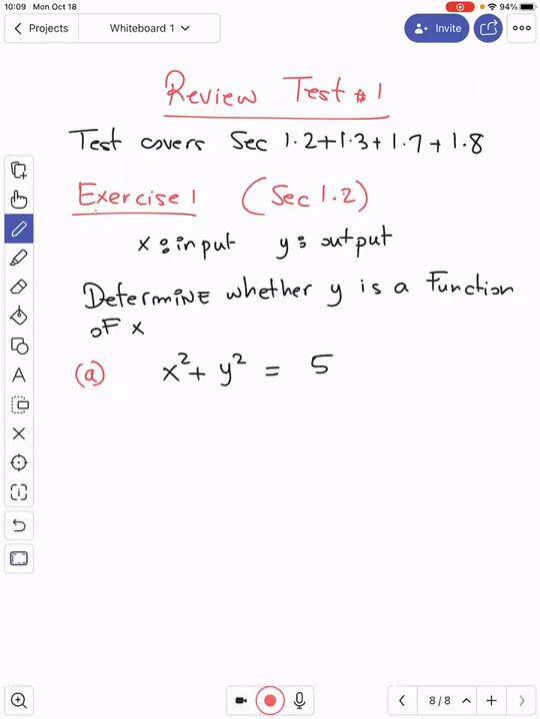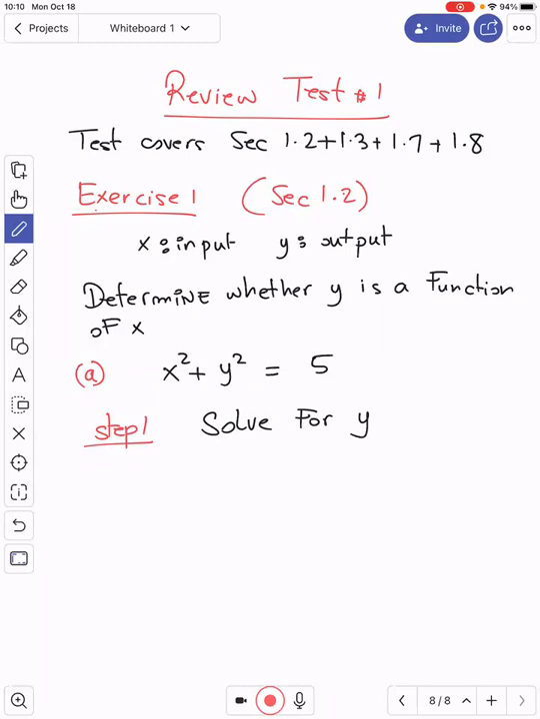So the idea, guys, you want to determine whether y is a function of x. As a first step, you need to solve for y. And then you have to check if, for each x, there's exactly 1 y. So if for each x there's exactly 1 y, then y would be a function of x. All right, so that's the idea. So step 1, you need to solve for y. We need to express y in terms of x.